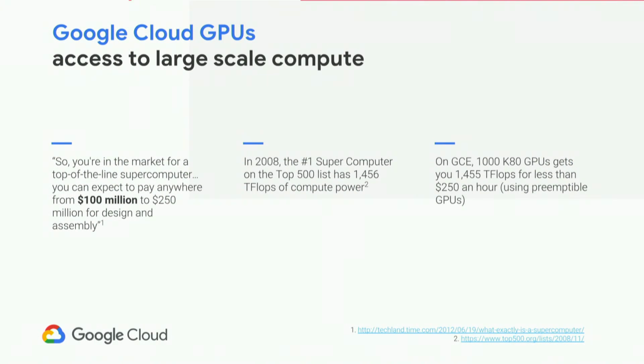So according to an article on time.com, if you wanted to buy a supercomputer, one of the largest computers in the world, it might cost you $100 million or $250 million. That's a lot of money. On the Top 500 list, which lists the biggest supercomputers in the world, back in 2008, the #1 supercomputer had 1,456 teraflops. That's a lot of power.